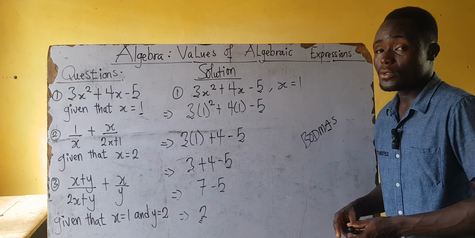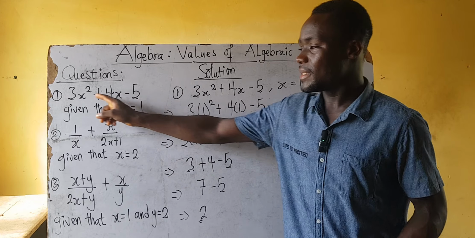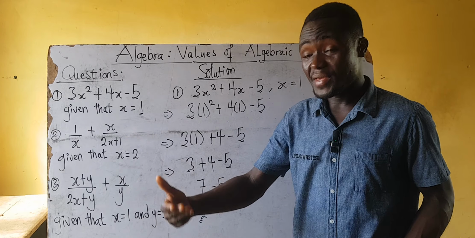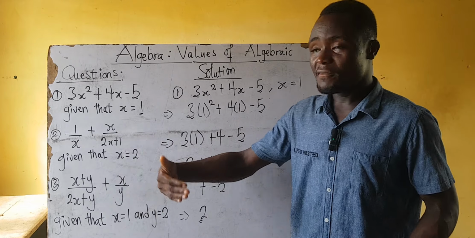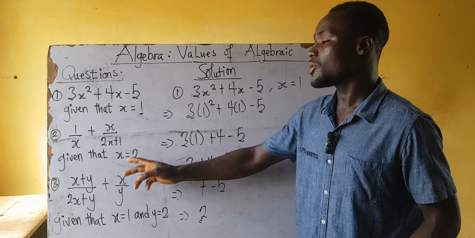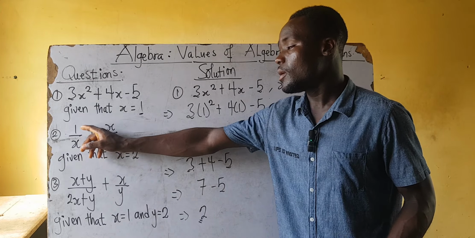Remember, we are still looking at how to find the value of a given algebraic expression. All right, and have it in mind that an algebraic expression can be expressed in a form like this, and sometimes we can have fractions in an algebraic expression. So for question number 2, we have a fractional algebraic expression. So this is a fractional algebraic expression as we have over there. So let's see how to dive into question number 2 as well.